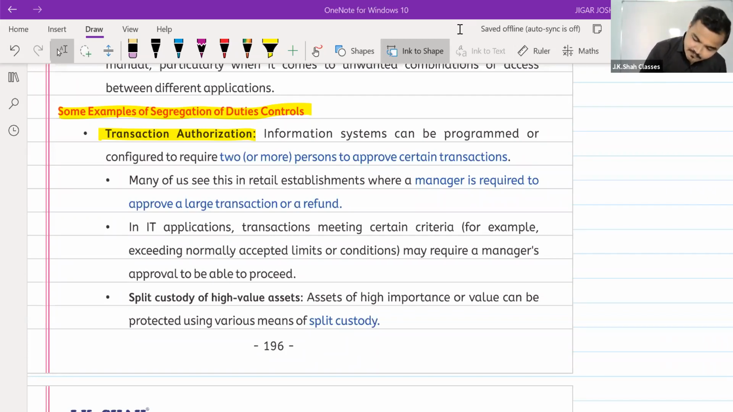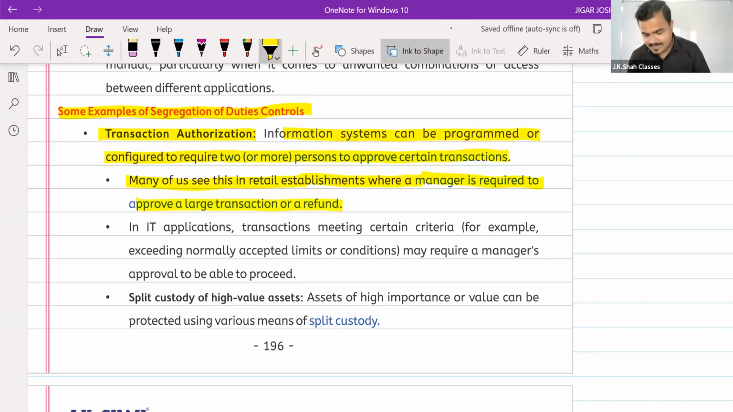See this. Information systems can be programmed or configured to require two or more persons to approve certain transactions. Many of us see this in retail establishments where the manager is required to approve large transactions or a refund. Yes, you know, chartered? Yes, sir. In IT applications, transactions meeting certain criteria, for example exceeding the normal accepted limit or condition, may require the manager's approval. Okay.